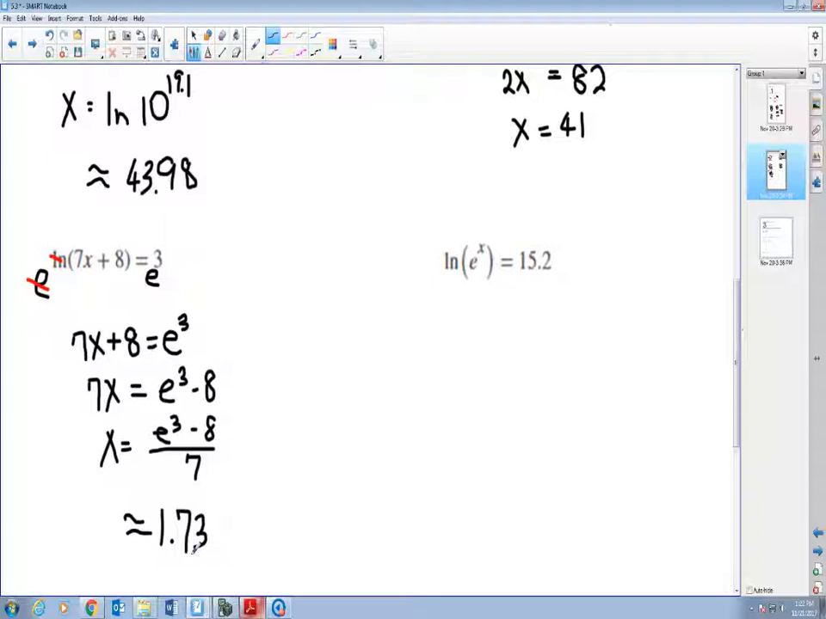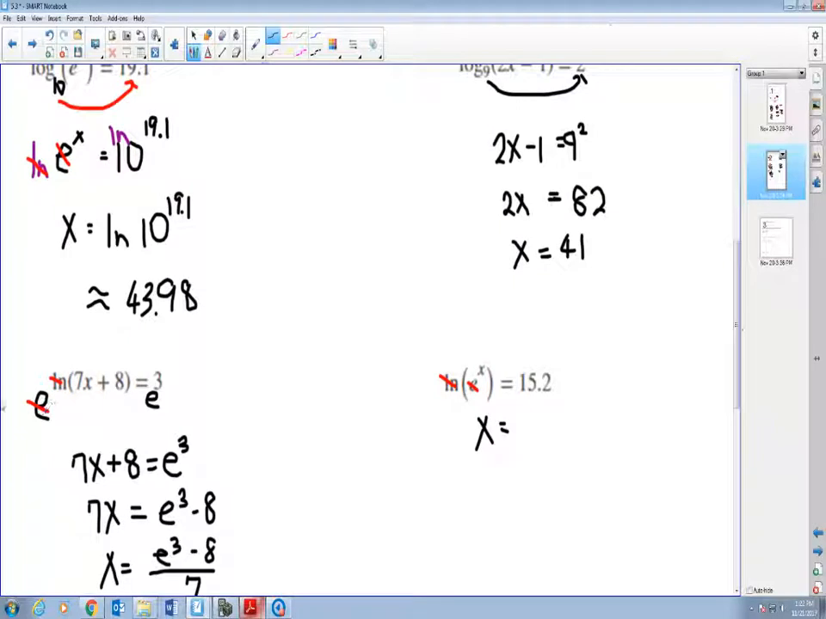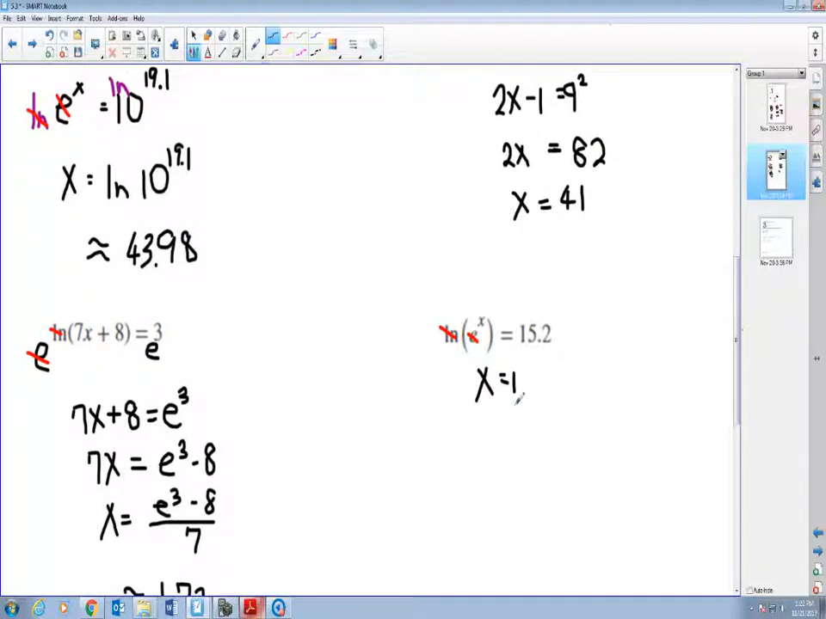Alright, let's try a couple more. This whole left side is one term. So when I see natural log and e side by side, that automatically cancels out. Now, I'm not taking a natural log on both sides myself. This natural log is already there, so they can just cancel out. My answer, x equals 15.2. Okay, this is different than earlier when I took a natural log on both sides. This natural log is already there.